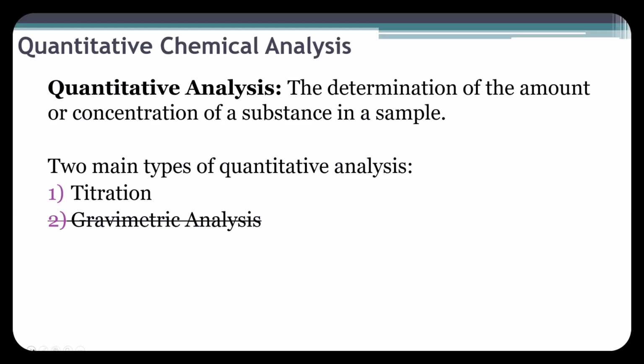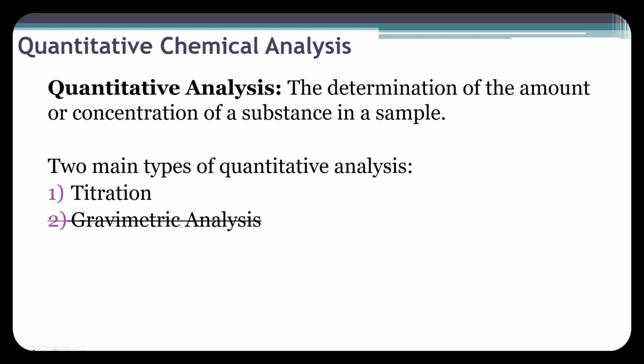So in chemistry, we've got lots of different kinds of quantitative analysis that we do. Quantitative analysis, by definition, is determining the amount or concentration of a substance in a sample, and quite often we use a substance that we know to help us determine about a substance that we don't know. So quantitative analysis is helping us learn something about an unknown by using something that we do know.